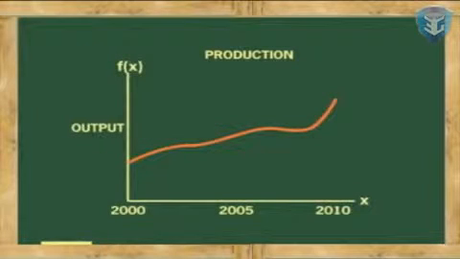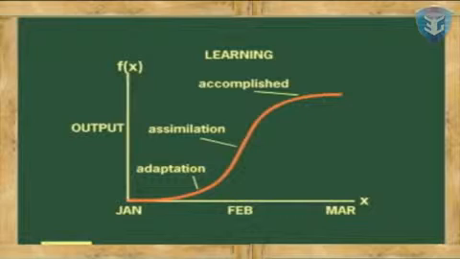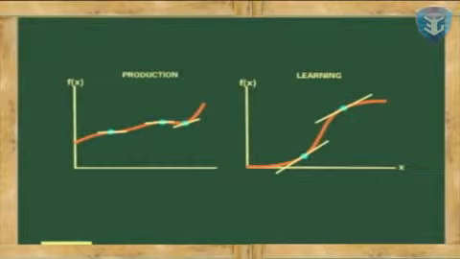This specific graph shows production over time, and this one learning over time. Both functions show the rate of change at different intervals or points. They also show the limits of the function.